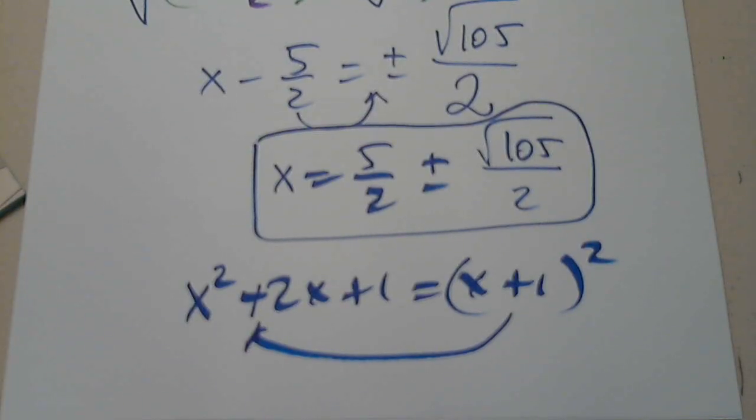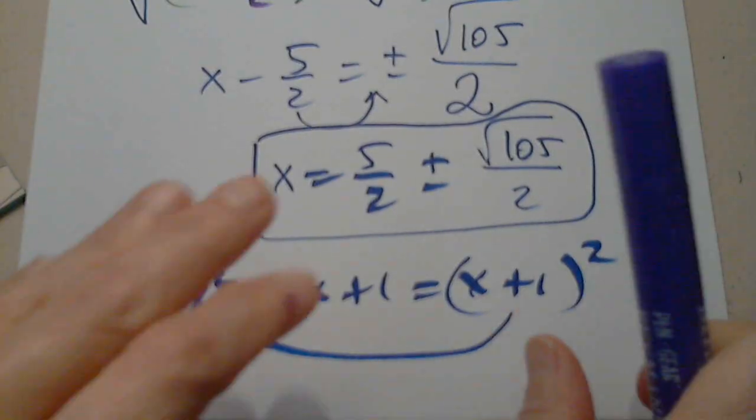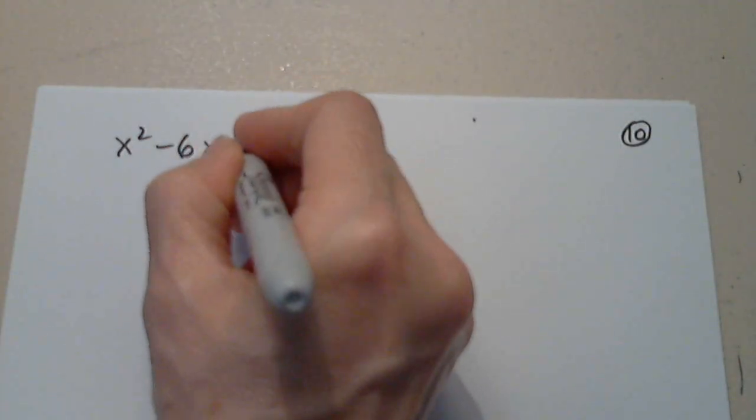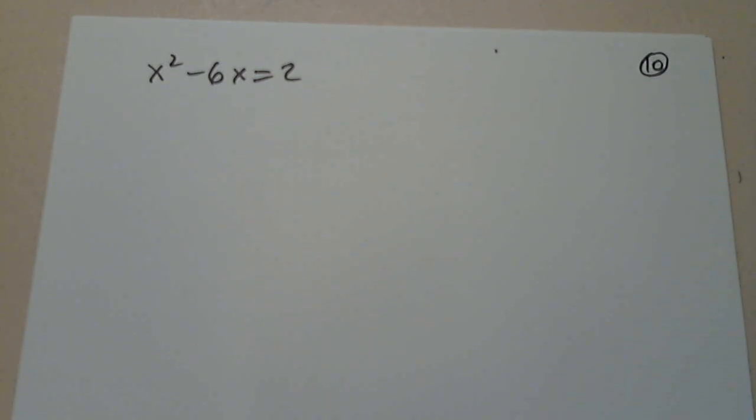Solving quadratic equations by completing the square. Let's choose from here anything you want. Solve the quadratic equation by completing the square. So we have x squared minus 6x equals 2. Good. Can anyone walk us through the steps?